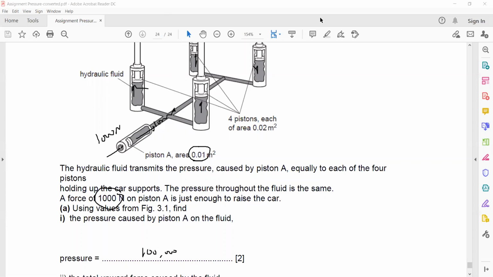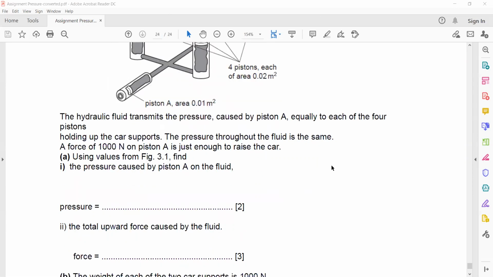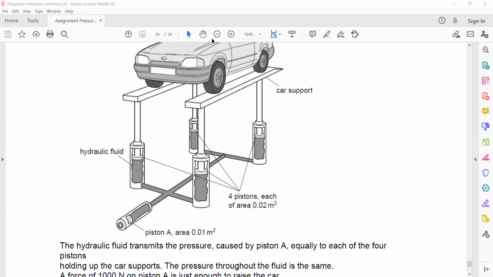The next part, they ask to calculate the total upward force. To calculate the total upward force, we'll calculate the force exerted by one piston and multiply by 4. That will be the total upward force. For each piston, the pressure will be 100,000 Pascal and the area of each piston is 0.02. Multiply: 100,000 multiplied by 0.02 gives 2000 Newton. So 2000 Newton is the force applied by one piston.